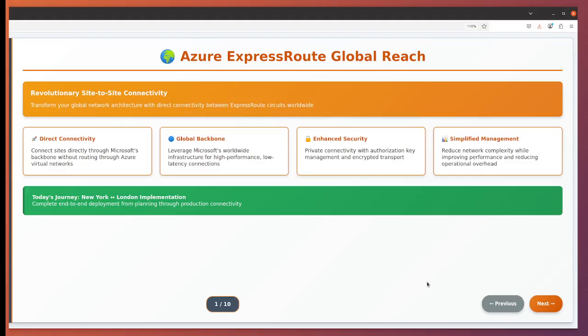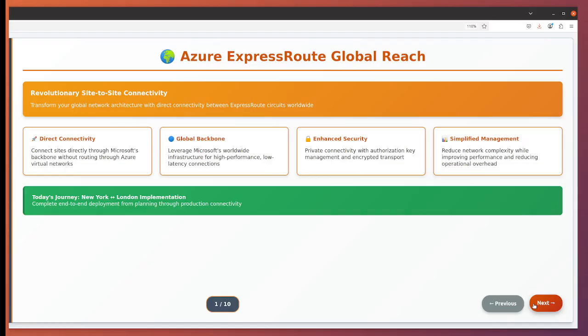Traditional site-to-site connectivity required complex VPN tunnels or expensive MPLS networks. Global Reach eliminates these challenges by allowing direct connectivity between ExpressRoute circuits in different locations. Think of it this way. Instead of routing traffic from your New York office to London through your Azure virtual networks, Global Reach creates a direct, private connection using Microsoft's backbone. This means lower latency, higher throughput, and simplified network architecture.